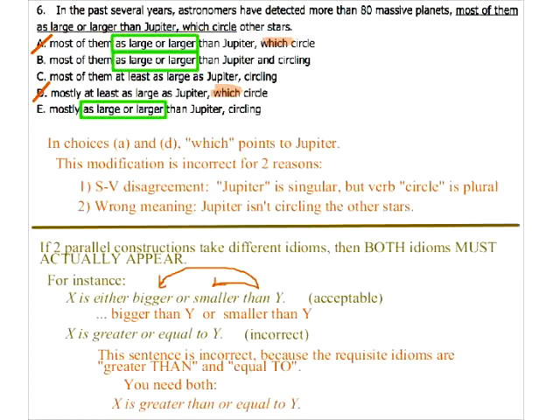But the same issue here is with "as large." You need both idiomatic constructions. "As large as," and you need to have "larger than." Both of those are required. So the ones that have "as large or larger than" are incorrect. Smiley face, if that aspect makes sense.